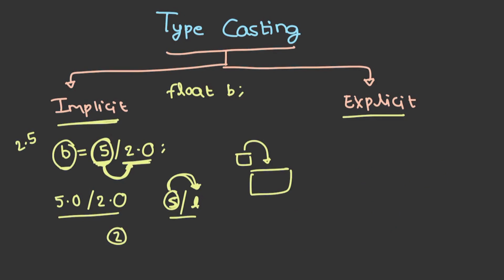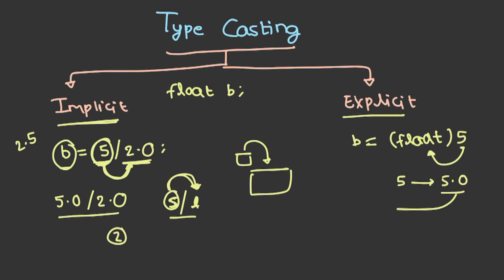Now let's try to understand explicit typecasting. Now you are explicitly trying to convert 5 to a floating point number. So integer 5 will be converted to 5.0 and this will be assigned to this floating point number. As you are converting to a bigger data type, there will be no loss of information. But if you do the vice versa, there will be information loss. This is all about typecasting.